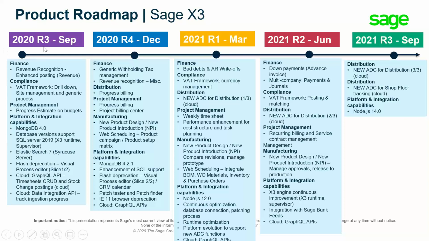Okay, so for 2020 R3 in September, we continue to enhance revenue recognition. For compliance, we continue to improve the VAT framework. For project management, we will be able to estimate the progress on the budget, so there are some new fields. And on the platform and integration capabilities, there are features we have planned. I'm not going through the detail because they are quite technical.